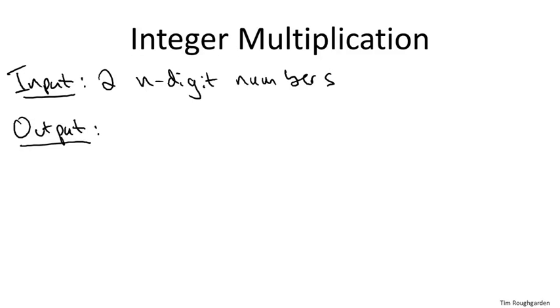So if we call the two input numbers x and y, the problem is simply to compute their product, x times y.